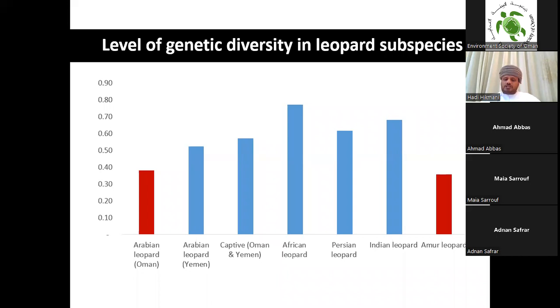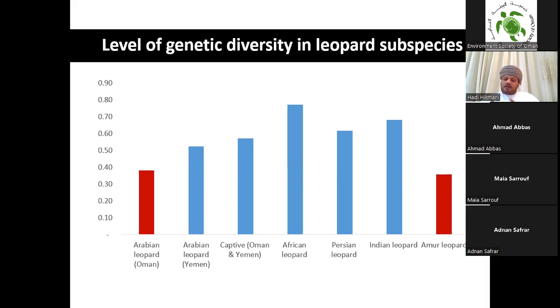Also, looking at the genetic diversity of the Arabian leopard using the same samples, we found that there is a low level of gene flow between the leopards of the different mountain regions in Dhofar. For example, there is no gene flow between the leopards of Jabal Qamar and Jabal Samhan, or the leopards of Jabal Qara and Jabal Qamar.